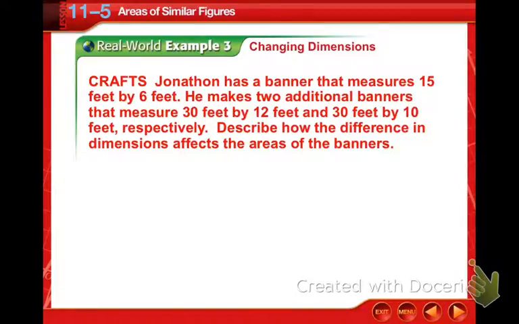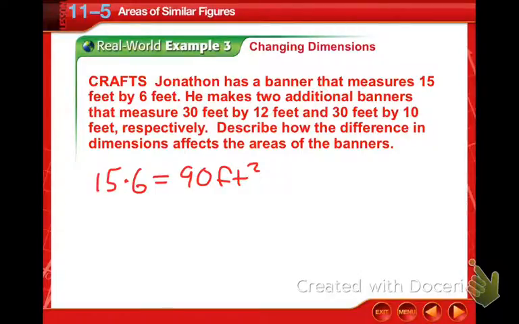Alright, one more example problem. This one is pretty simple. We just need to write out some stuff and kind of compare. So we have the original shape, that banner that he has is 15 feet by 6 feet. So the area of it, hopefully this banner is rectangular, doesn't say, but we assume that banners are typically rectangular. 15 times 6 is 90 square feet.